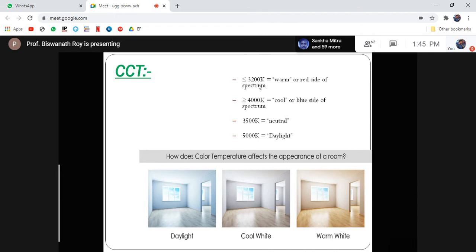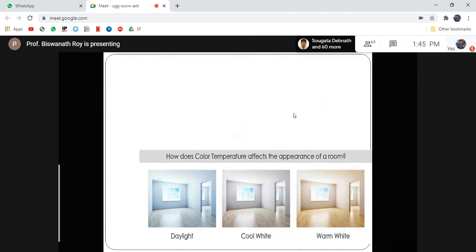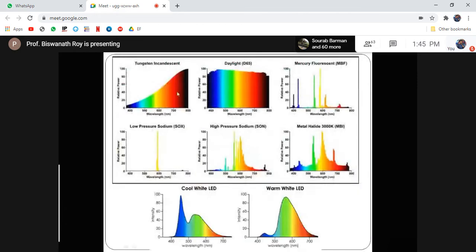So when the CCT value is lower, of the order of around 3000 Kelvin... the CCT value is more than 4000 Kelvin, then we can expect that the color appearance of the emission is bluish or cool white. And why? This we can explain with the help of this diagram. What is the physical reason behind that? This can be explained with the help of this. So what are the wavelength and the associated power?